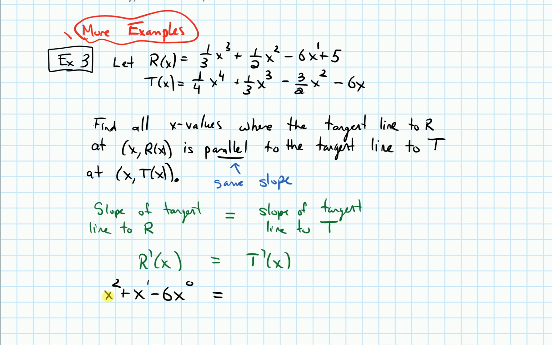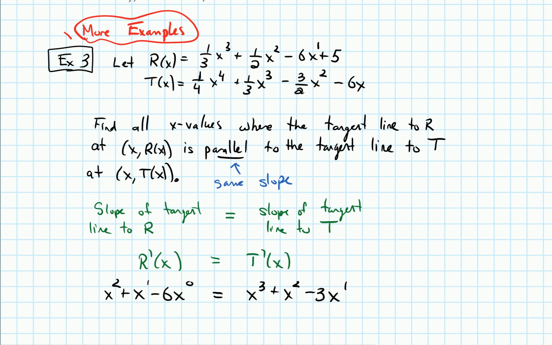If you're not totally sure how I got this, I'd encourage you to watch the previous video or rewatch it, because that's where we talked about how to do derivatives like this. And then for the derivative of t of x, when I bring this 4 down, it cancels that 1/4. And I'll get x to the 3, because I subtract 1 from the power. And then 1/3 x cubed, well, we already did that one in r of x. That's going to be plus x squared. With a minus 3 halves x squared, we bring the 2 down, and that'll cancel the 2 in the denominator. So I'll have minus 3 x to the, subtract 1 from the power, and I get 1.